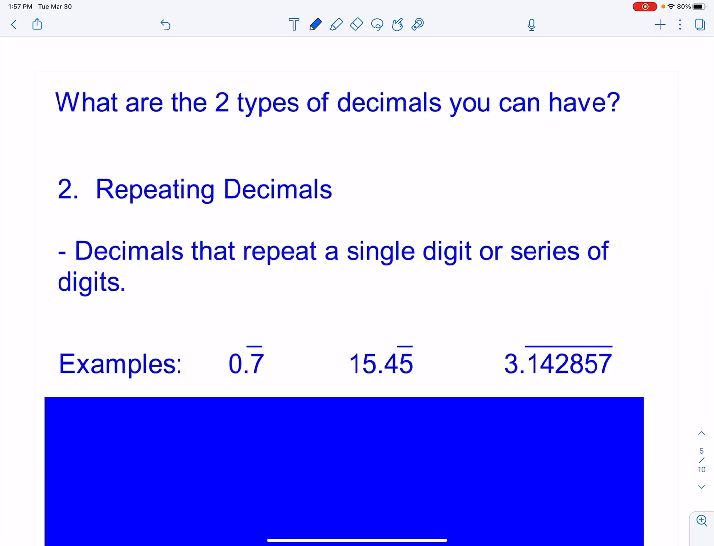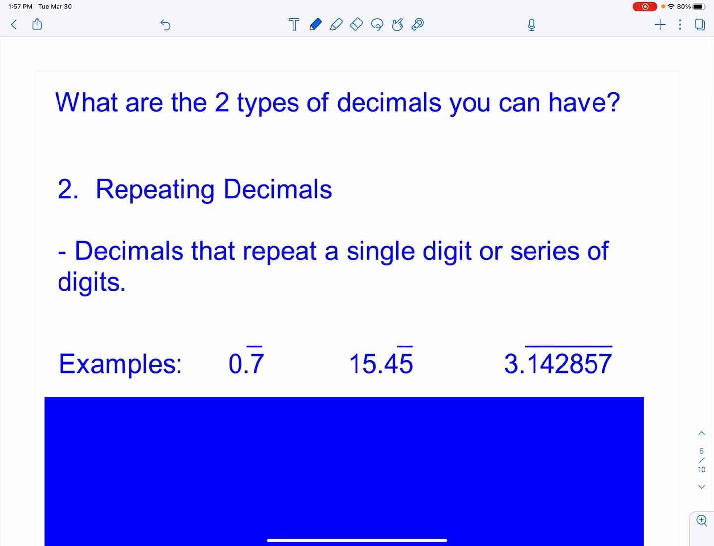Now, the second one gives you 0.45, and the bar is just over the 5. So that means it's going to be 0.4, and then that 5 is what keeps going. Now again, on this particular one, at the end of the calculator, you would see 6, because that previous digit's a 5, and it's going to round that last digit on the calculator. Okay, so that's what that one is.